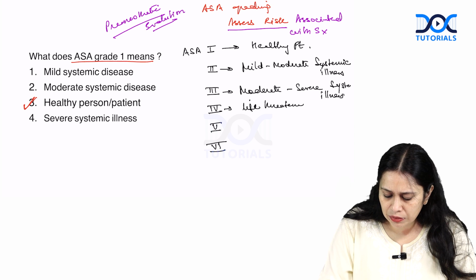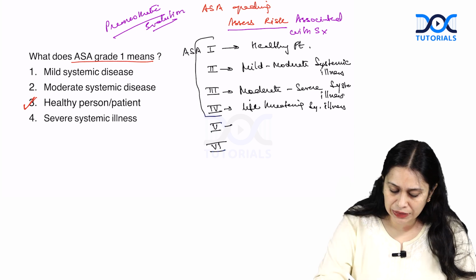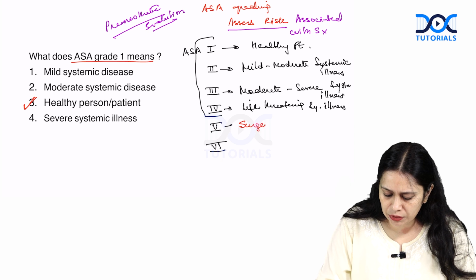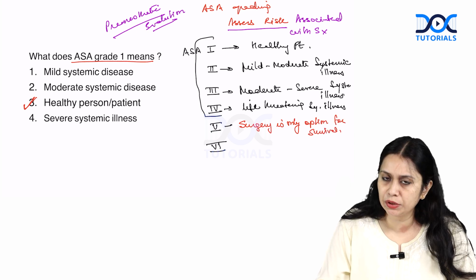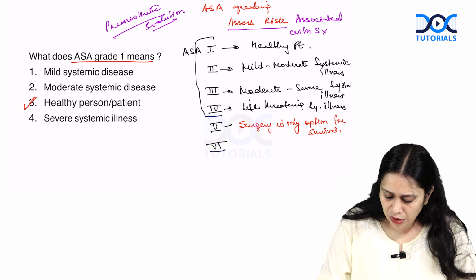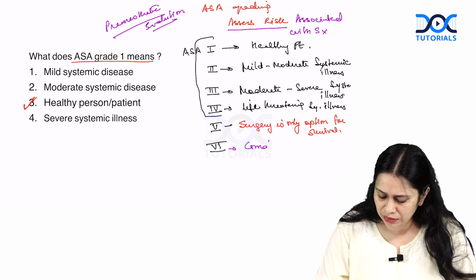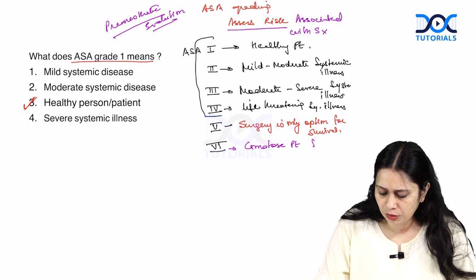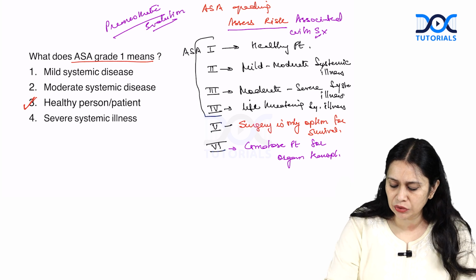Life-threatening systemic illness. And grade 5 is different from grades 1 to 4. Grade 5 is where surgery is the only option for survival. And grade 6 is a comatose patient for organ transplantation. So 1 to 5 are live patients and grade 6 is a comatose patient for organ transplantation, right? So this is the ASA grading, which tells us about the risk associated with surgery.